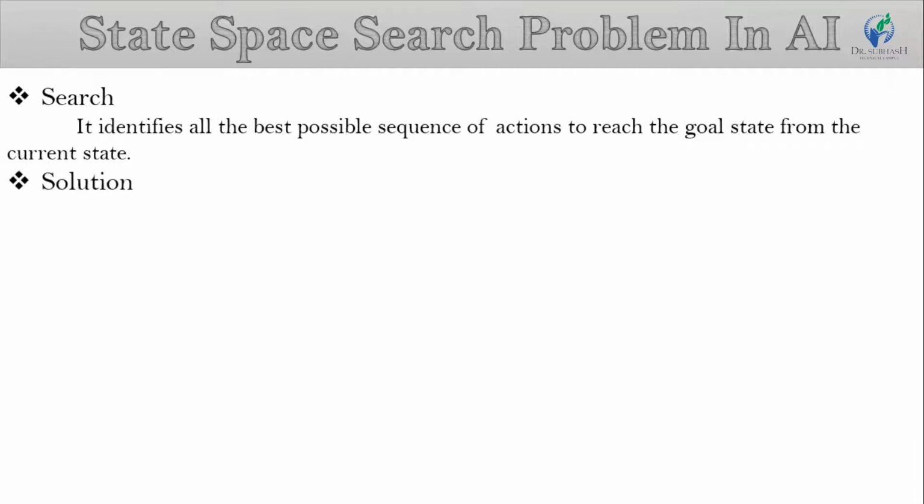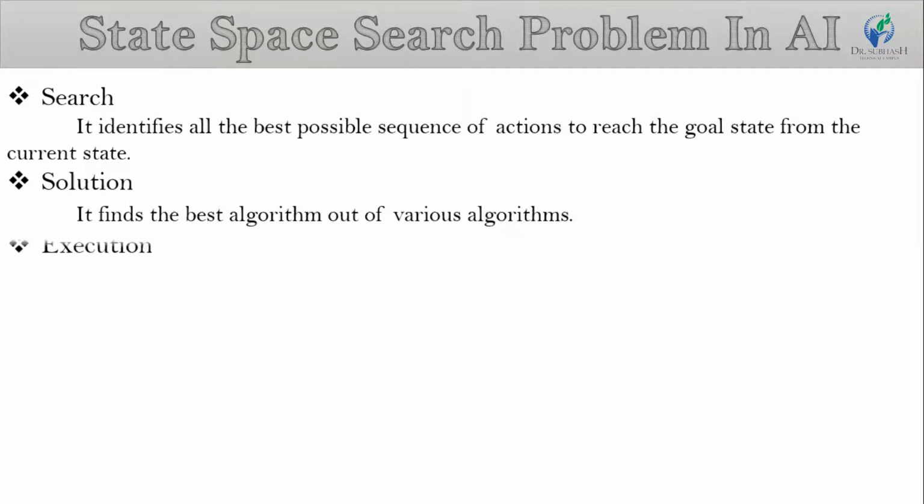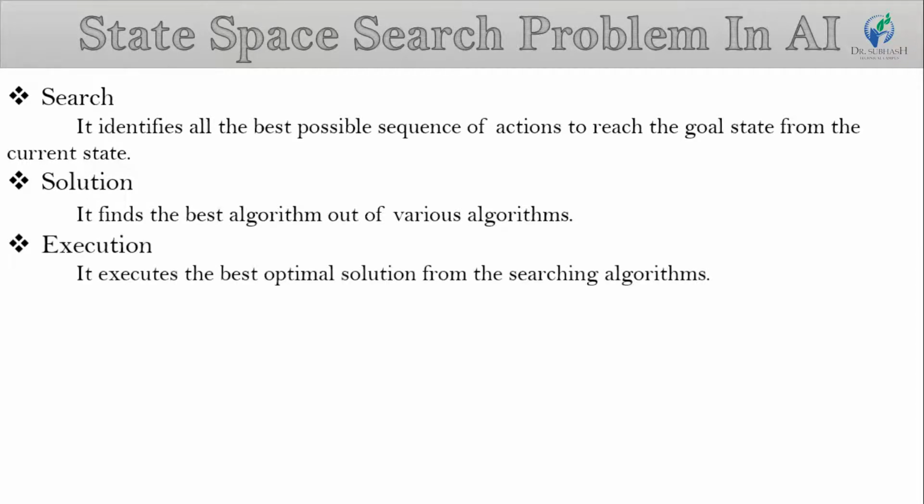Next point is what is solution? It defines the best algorithm out of various algorithms which may be proven as the best optimal solution. Next point is what is execution? It executes the best optimal solution from the searching algorithm to reach the goal state from the current state. Now, I have discussed which types of example problems exist in state space search.